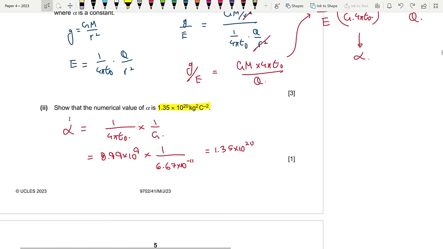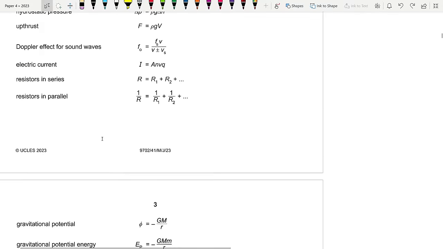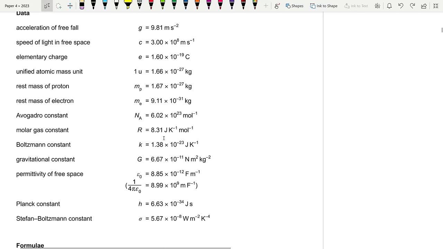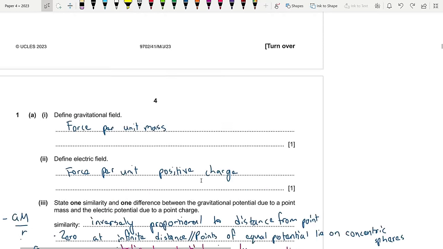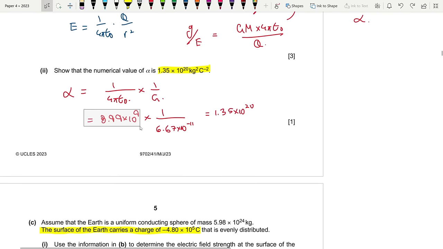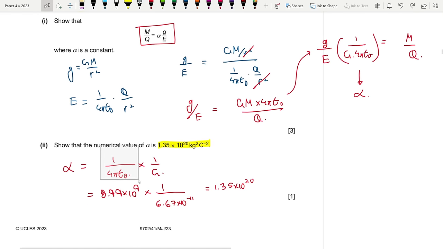Pretty straightforward. Alpha is equal to 1 by 4 pi epsilon naught into 1 by G. As you can see from the data booklet over here, G takes a value of 6.67 into 10 to the power minus 11, and epsilon naught is 8.85 into 10 to the power minus 12. Or we could just use the value of 1 by 4 pi epsilon naught as 8.99 into 10 power 9 times 1 divided by 6.67 into 10 power minus 11, which is 1.35 into 10 to the power 20. Is that fine? Let's move on to the next part.